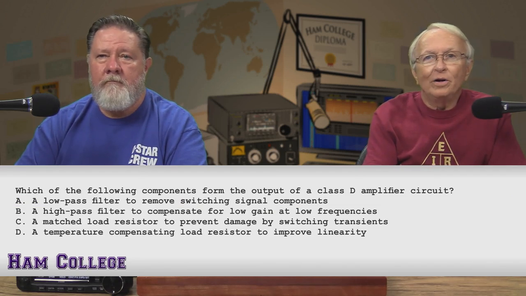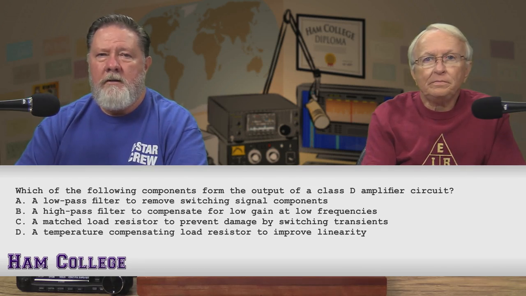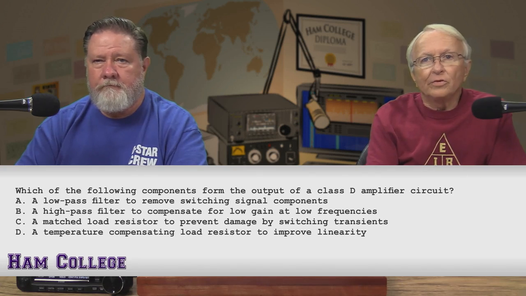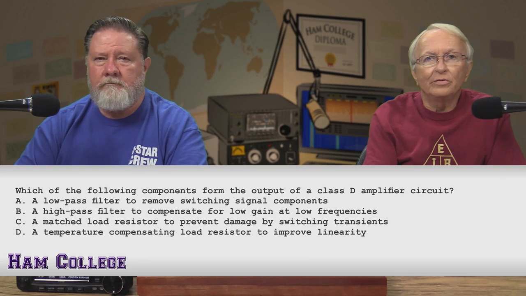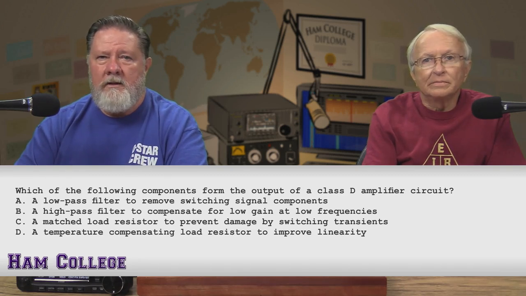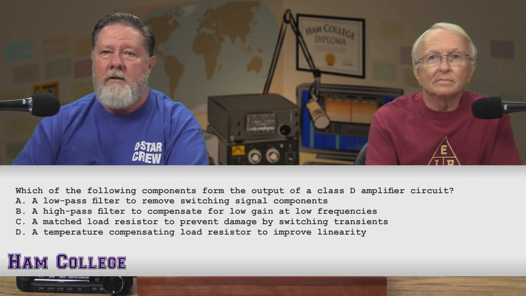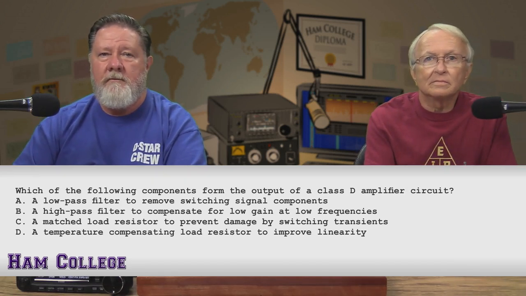Which of the following components form the output of a Class D amplifier circuit? A, a low-pass filter to remove switching signal components. B, a high-pass filter to compensate for low gain at low frequencies. C, a matched load resistor to prevent damage by switching transients. Or D, a temperature compensating load resistor to improve linearity.